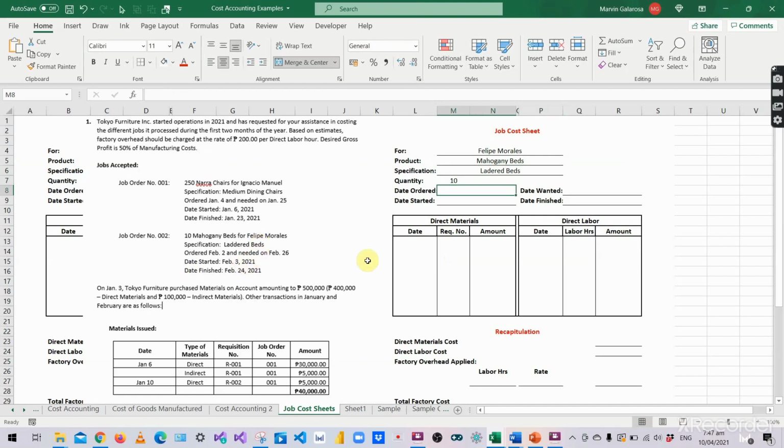Date ordered February 2. Needed niya on February 26. Date started is February 3.